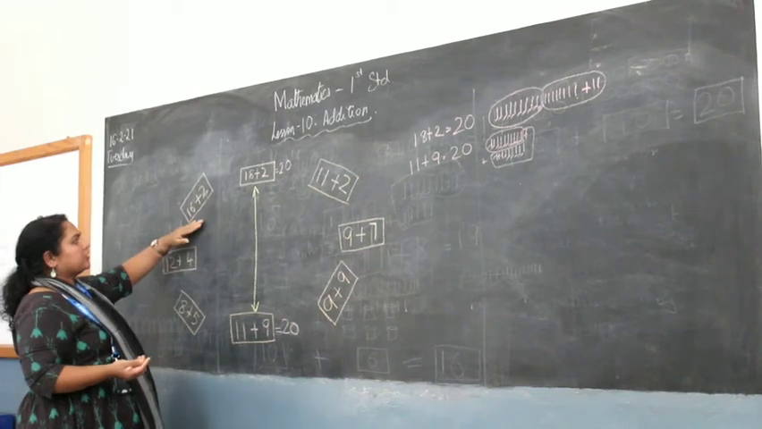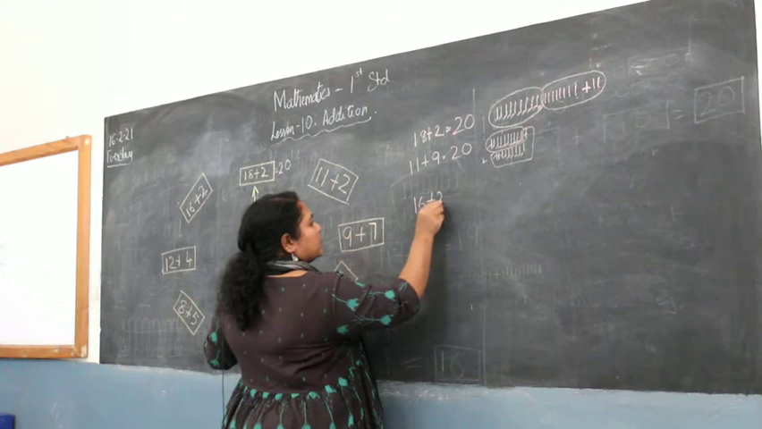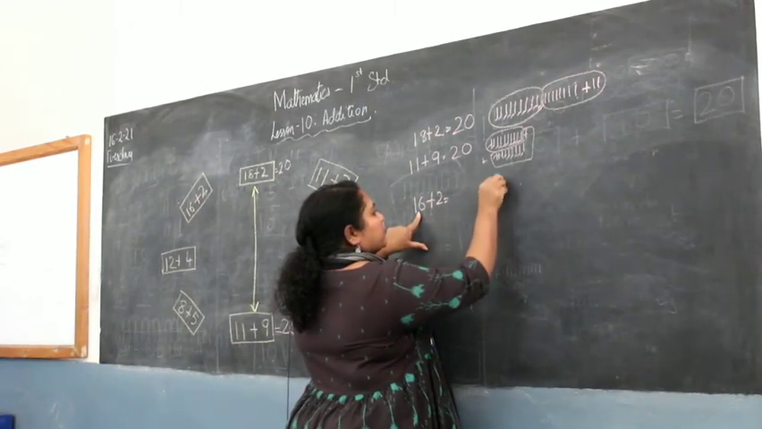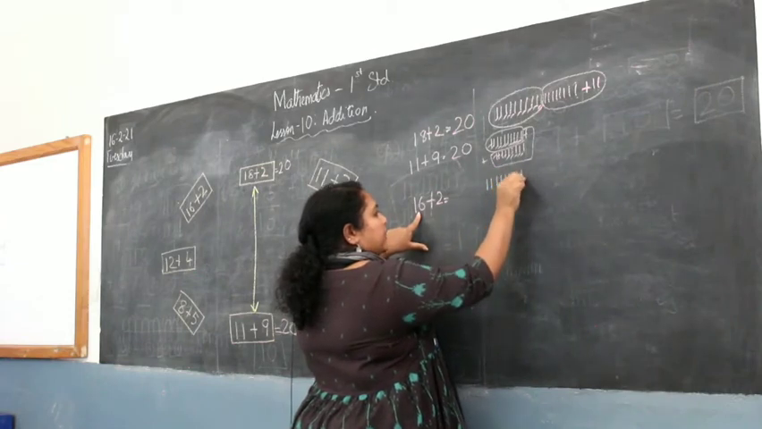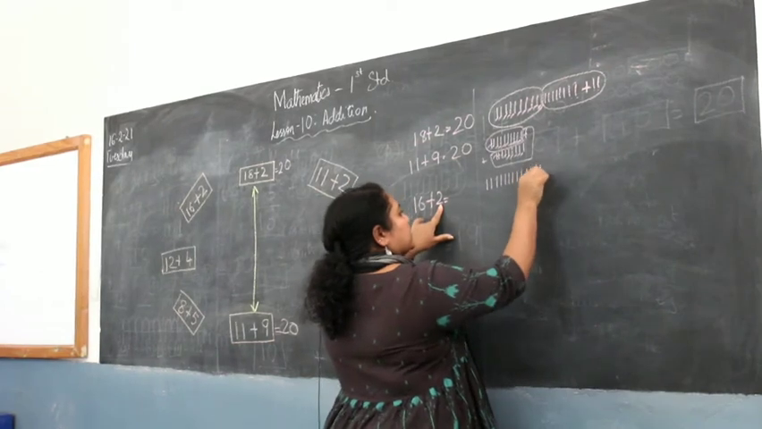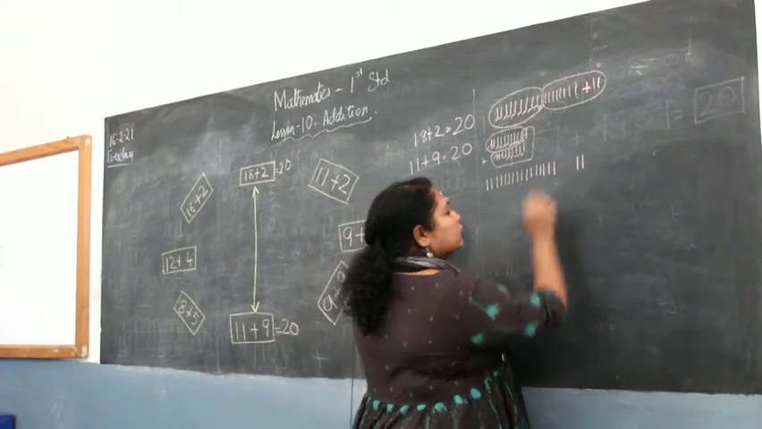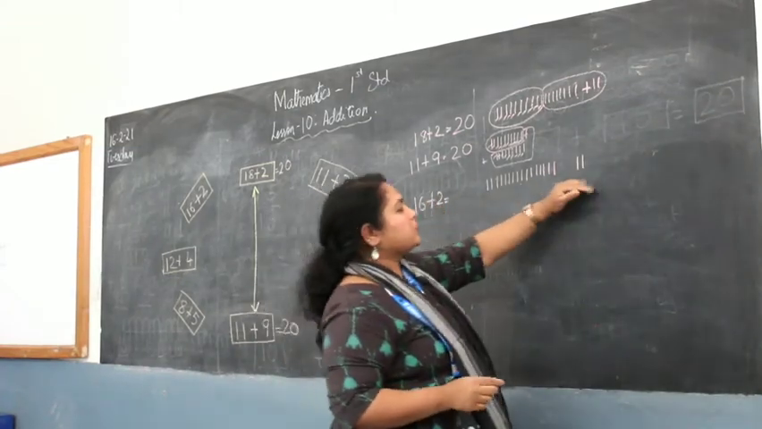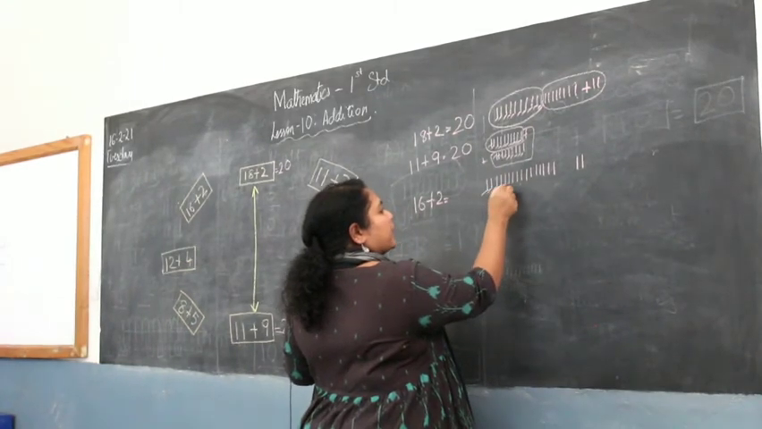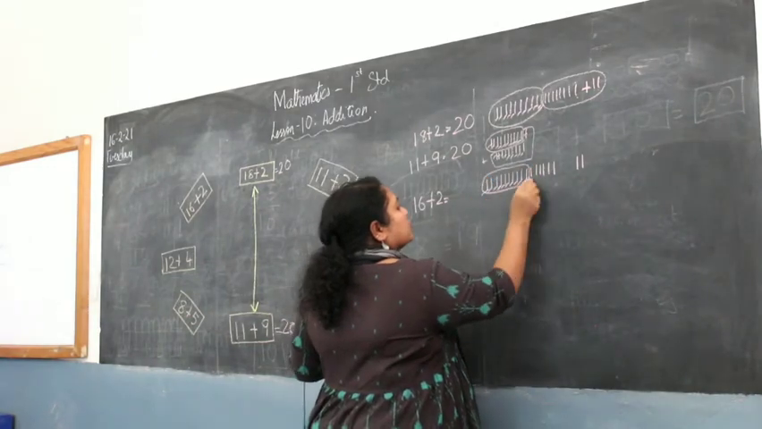First take the set of 16 plus 2. Let's take 16 plus 2. Let's draw 16 sticks first. 1, 2, 3, 4, 5, 6, 7, 8, 9, 10, plus 11, 12, 13, 14, 15, 16. Plus 2 sticks, 1 and 2, right? 16 plus 2. Let's group to 10 first. 1, 2, 3, 4, 5, 6, 7, 8, 9, 10. So you have one group of 10.